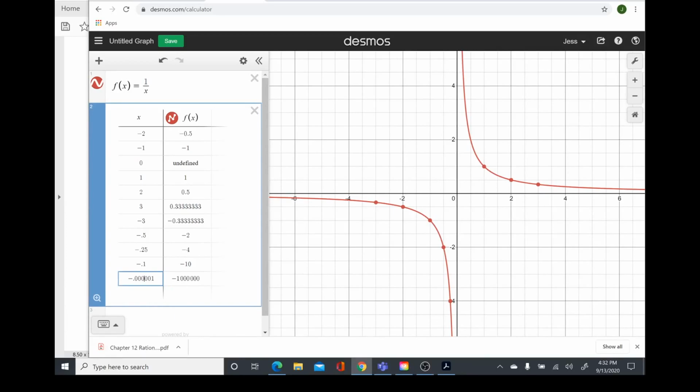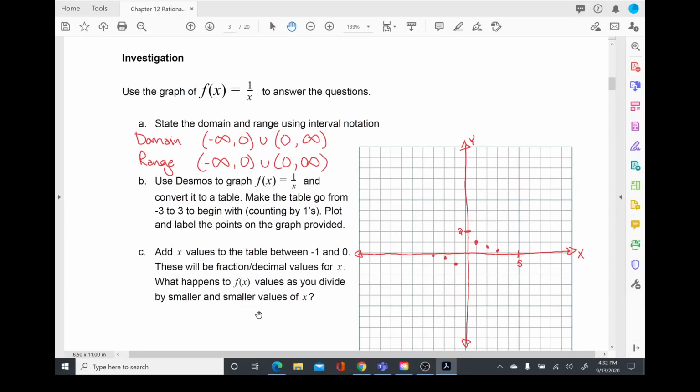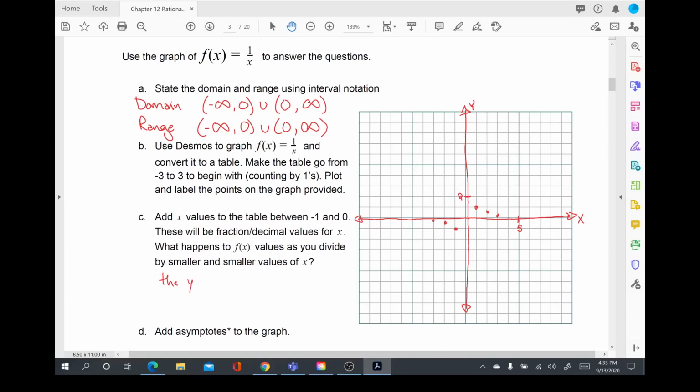So you can see as x is getting closer and closer to 0, the y is growing very, very quickly. It's approaching infinity. What happens to f of x as you divide by smaller and smaller values of x? I'm going to say the y values grow quicker and get closer to infinity. In this case, -infinity.